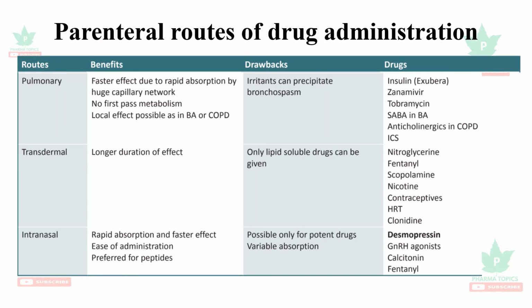The transdermal route has a longer duration of effect. Only lipid-soluble drugs could be given by this route, and the examples are nitroglycerin, fentanyl, scopolamine, nicotine, hormone replacement therapy, and clonidine. Intranasal route of administration has rapid absorption and faster effect. It is preferable for peptides. It is possible only for potent drugs because of the variability in drug absorption. Examples: desmopressin, which is used to prevent nocturnal enuresis, GnRH agonist, calcitonin, and fentanyl.